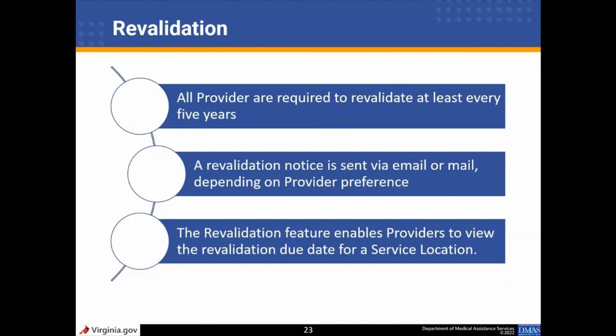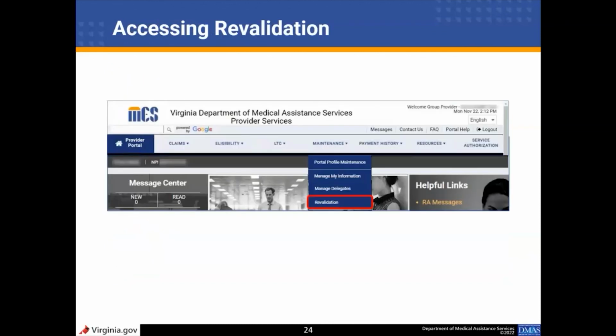The revalidation feature enables providers to view the revalidation due date for a service location. A delegate can also view this page in the provider portal if they are assigned by the revalidation security function for the service location. Revalidation is available 90 days prior to your due date. And to access this feature, click Maintenance on the navigation menu, then select Revalidation from the drop-down menu.